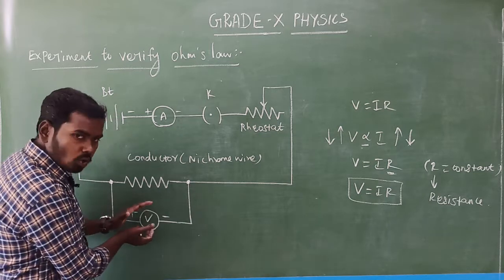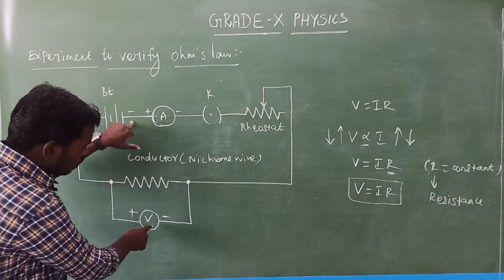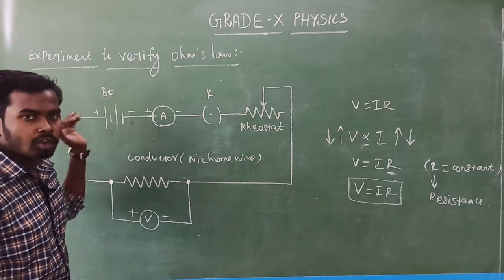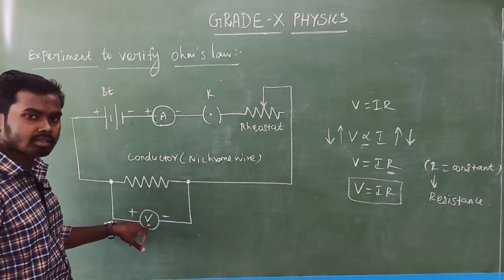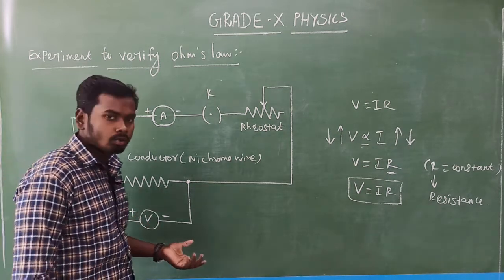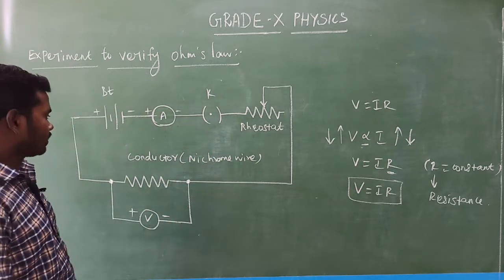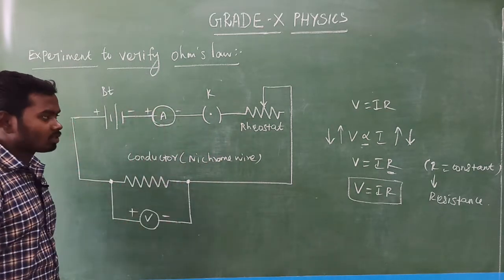Suppose the voltmeter is connected in series. It will affect the current flowing through the circuit because it has high resistance. That is the reason why the voltmeter is always connected in parallel to the conductor where the potential difference is to be calculated. So this is the Ohm's law circuit diagram.